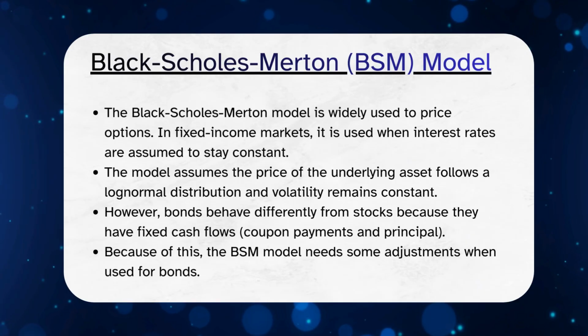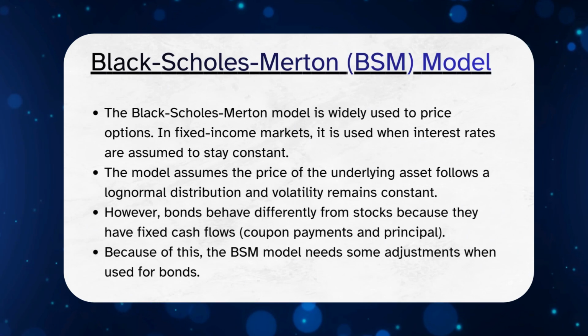It works well for many financial assets when we assume that interest rates remain constant and price volatility is stable. However, bonds behave differently from stocks because bonds have fixed coupon payments and a fixed maturity value. Because of these features, applying the standard Black-Scholes-Merton model to bonds requires some adjustments.